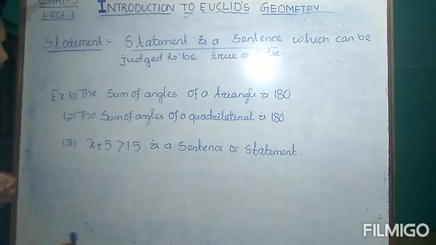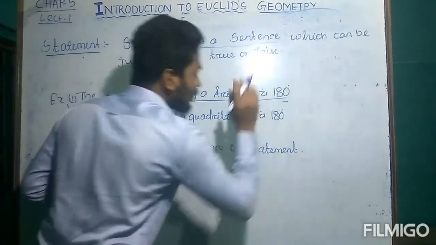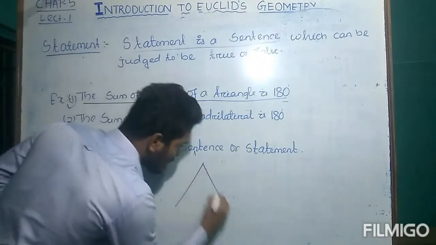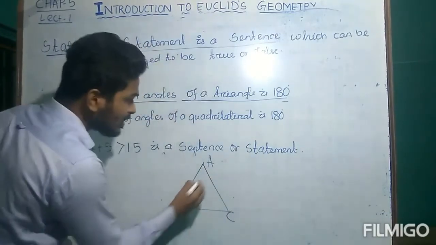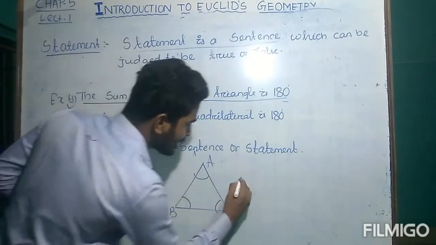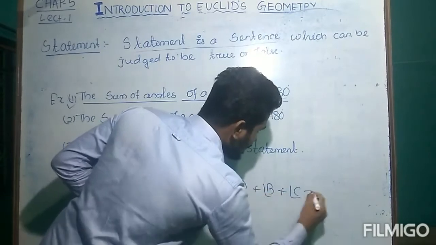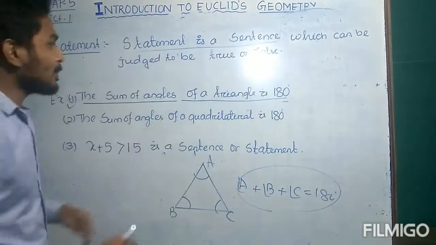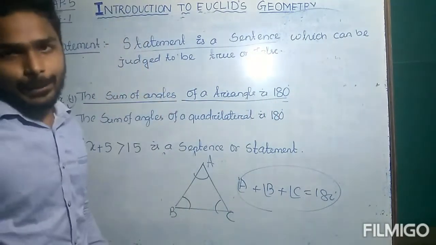Suppose there is an example: the sum of the angles of a triangle is 180 degrees. It is given that there is a triangle ABC, and the sum of all the angles, angle A, angle B, and angle C, is 180 degrees. Now you have to identify whether this is a sentence or a statement.